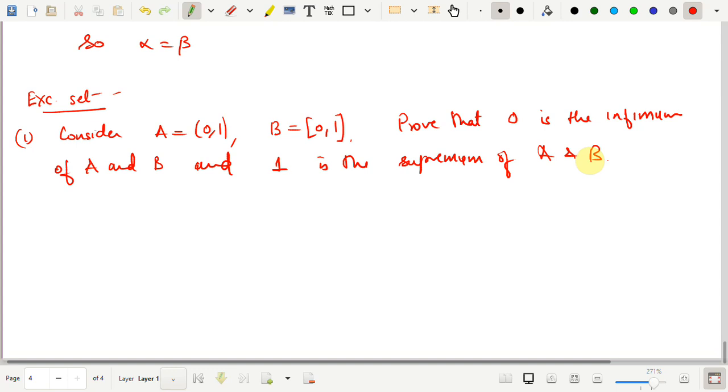Okay, so in the next class we will be discussing certain properties, in fact the more important and characterization properties of supremum and infimum.